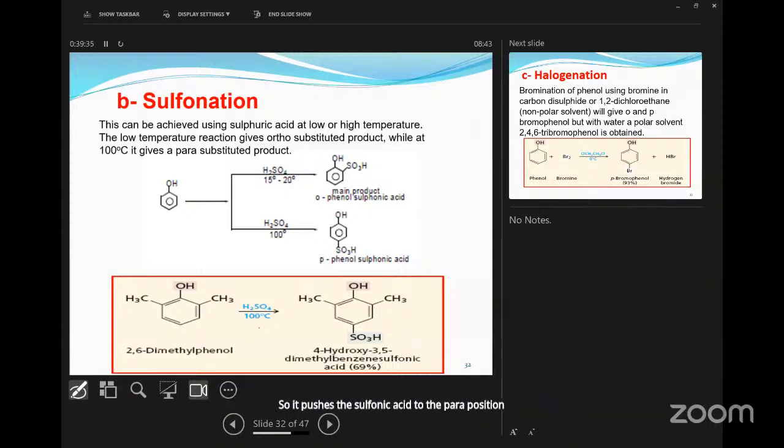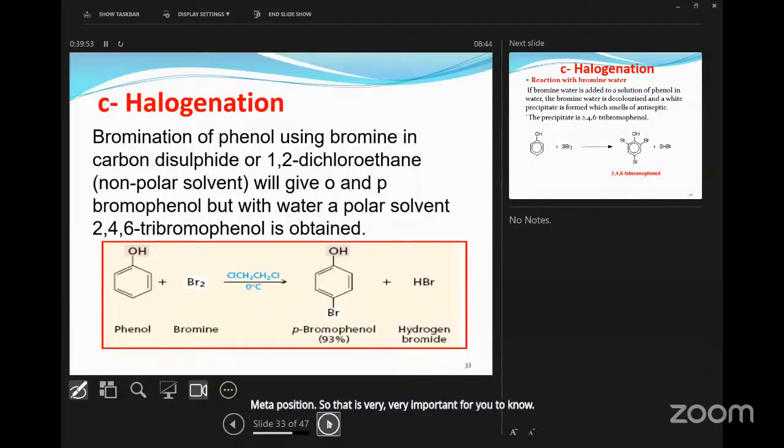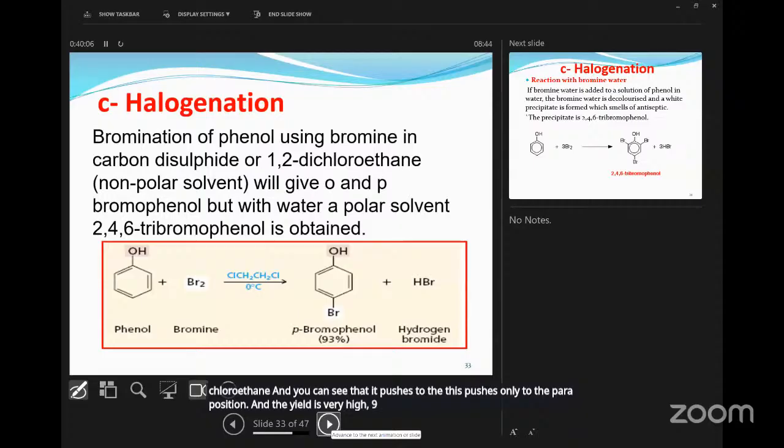Please note that OH on the phenol can only push an incoming substituent that attacks it to either the ortho position or the para, never the meta position. So that is very, very important for you to know. And this is a halogenation reaction. It can be done using 1,2-dichloroethane. And you can see that it pushes only to the para position, and the yield is very high, 93%, which is very good.